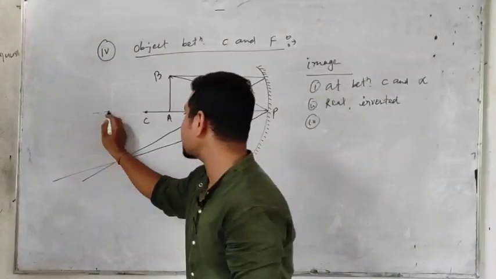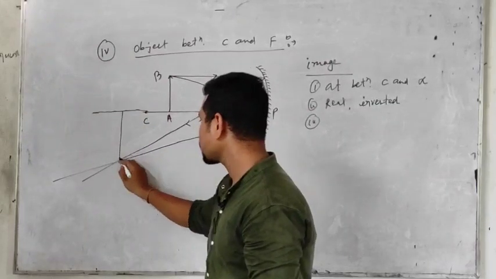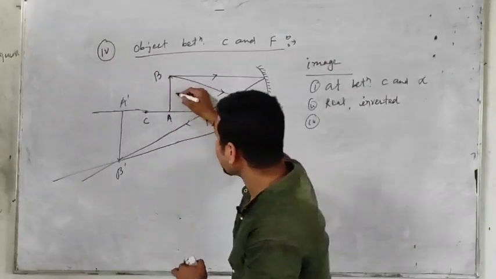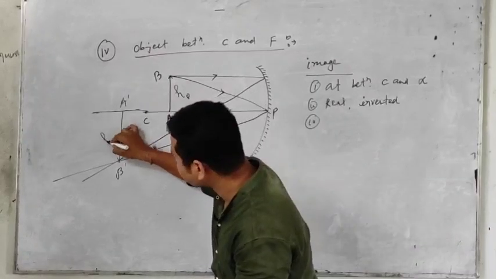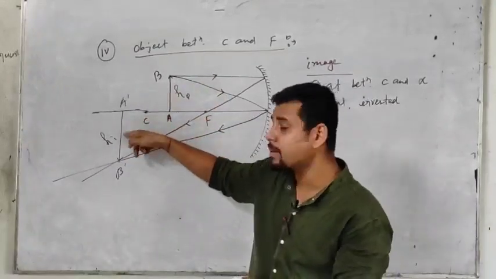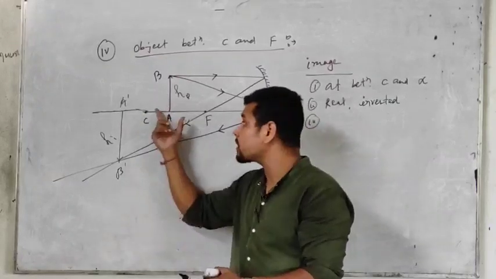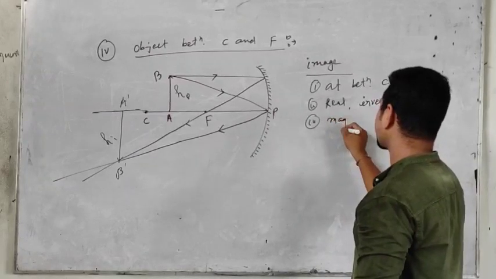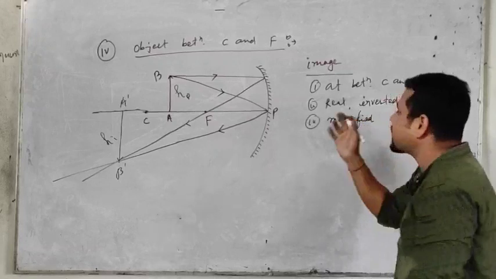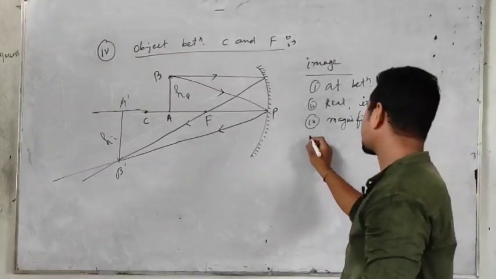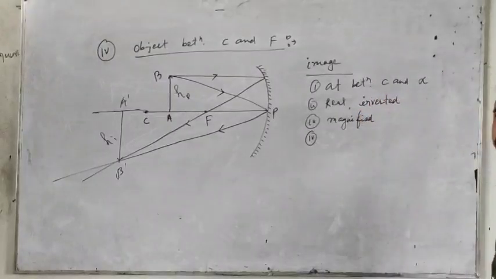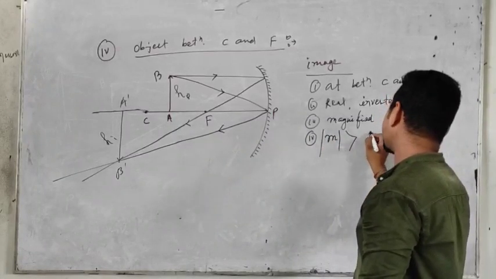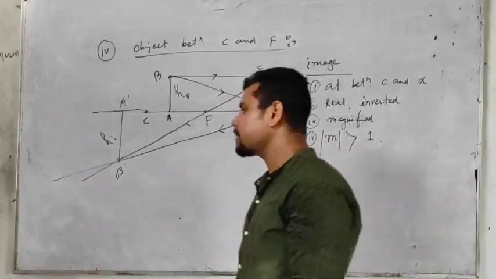Number 3, let us see the magnification. Object height and image height: the image is bigger than the object, that means magnified. Magnified images will be there. Next, what will the magnification be? The modulus will be greater than 1. So write it.